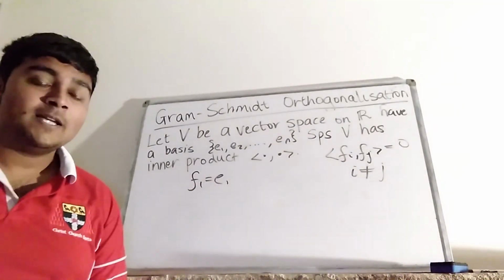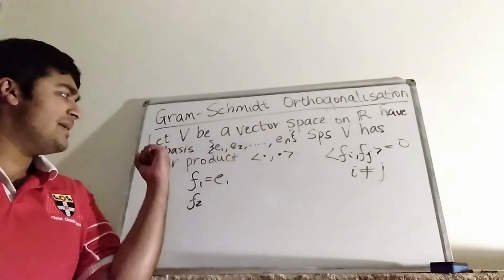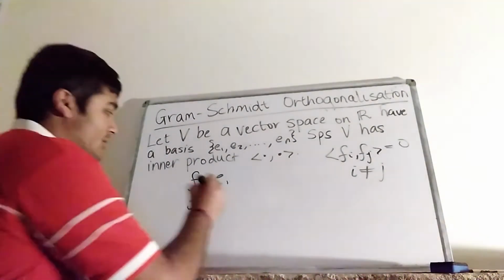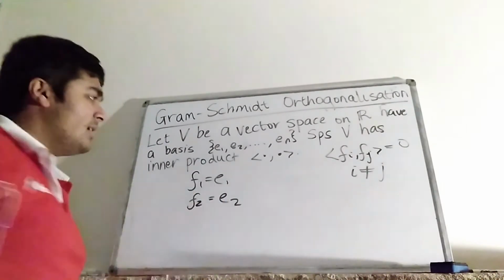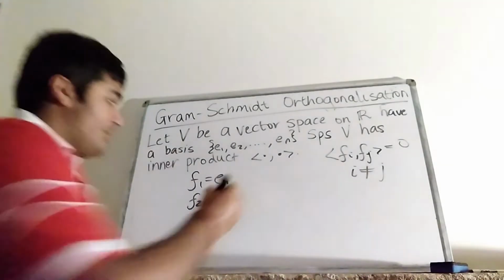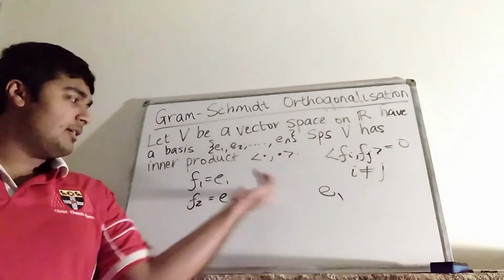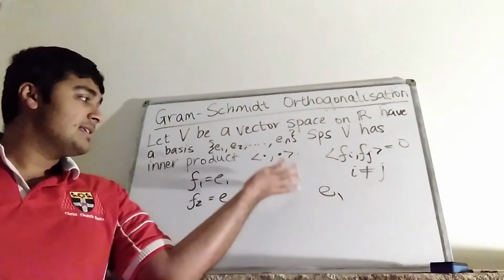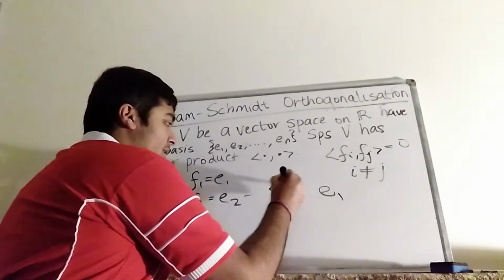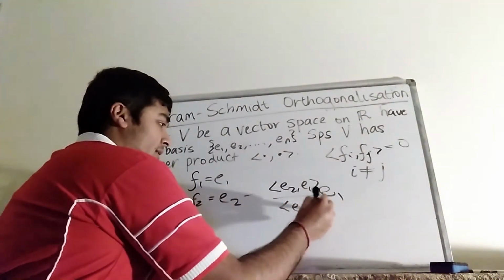Nice and simple. Now we want to have f2 be so that when we do <f2, f1>, we're going to get 0. So f2 is going to be e2, then plus some constant times e1. The constant, I'll write it in just a second, it's going to be minus something times e1, and this something here is going to be <e2, e1> over <e1, e1>.